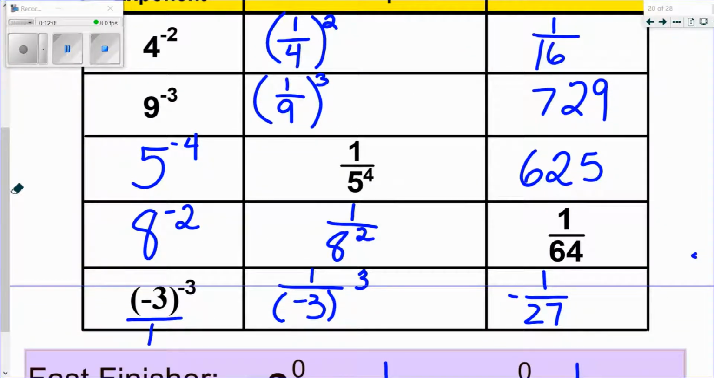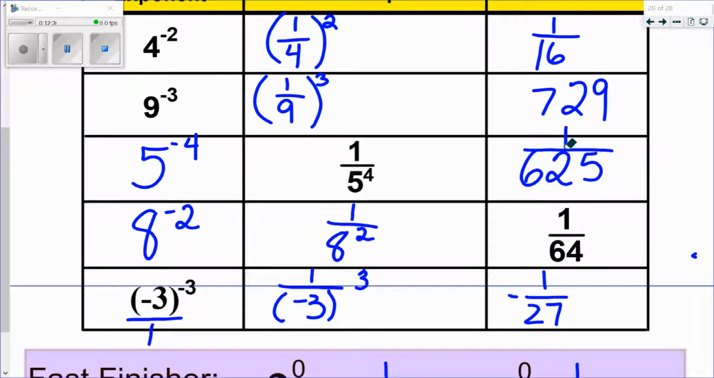And you get 1/4 squared, and it's 1/16. Now you put it over 1, reciprocal, 1/9 to the third, 729. Again, you have to do the reciprocal work backwards. You get 5, turn the exponent to the negative. And then it equals 625. Sorry, it should be 1 over 625.